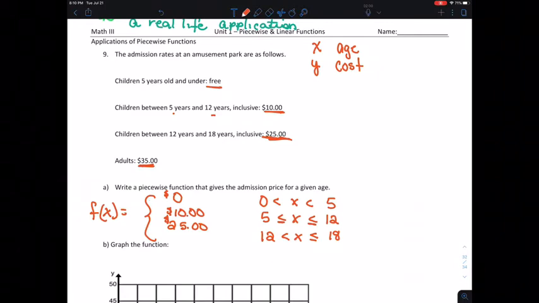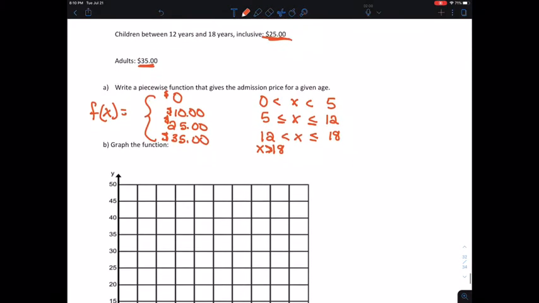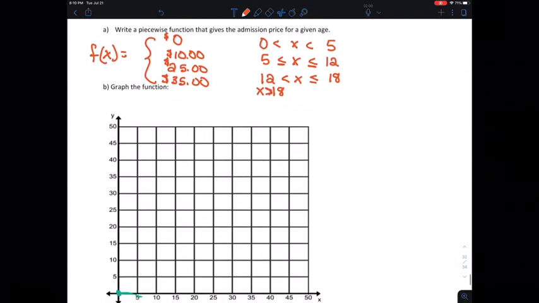And then once they turn an adult, when they're over 18, so when x is greater than 18, they have to pay $35. That's how we break that up. Okay? So now we're going to graph this.